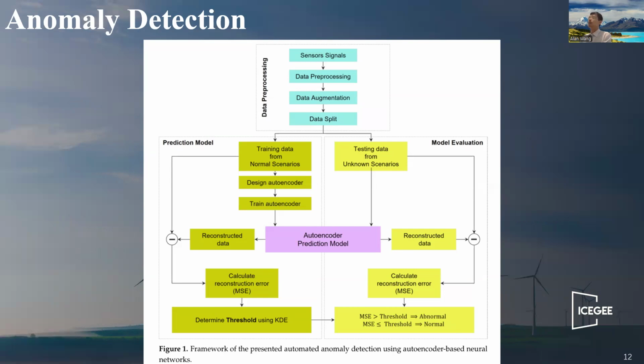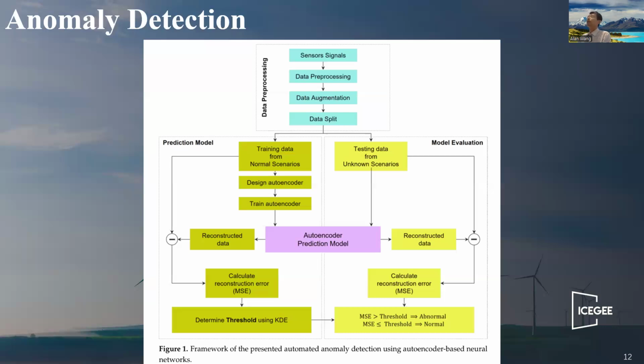Basically, we utilize autoencoder-based neural networks. The input data is the sensor signals, so we need to perform some pre-processing. After that, we perform data augmentation, followed by the data split into training data as well as testing data. For the training data, we design and train the autoencoder. Based on the autoencoder prediction model, we can reconstruct the data, and by comparing the reconstruction error, using the mean square error, we can determine the threshold using the KDE. If the mean square error is above the predefined threshold, it will be classified as abnormal. Otherwise, it will be normal.